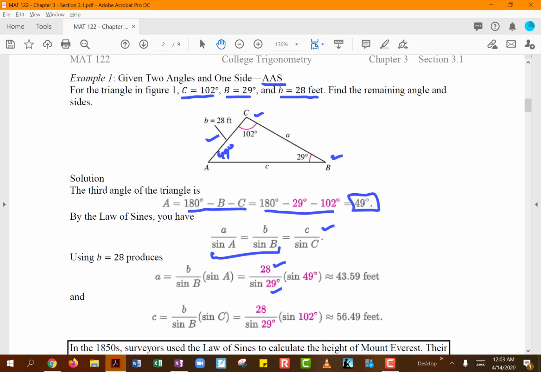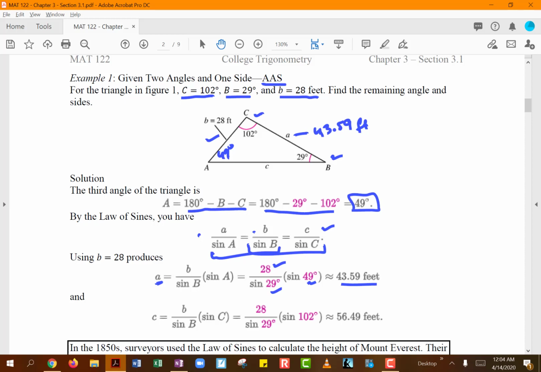And basically what they did here is they multiplied by sine of A on both sides of our equation. And of course, we just calculated angle A, so we know angle A is 49 degrees. You solve the right-hand side here to find your side A, and side A comes out to be approximately 43.59 feet. So this side here would be 43.59 feet.